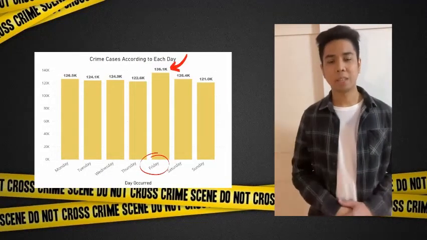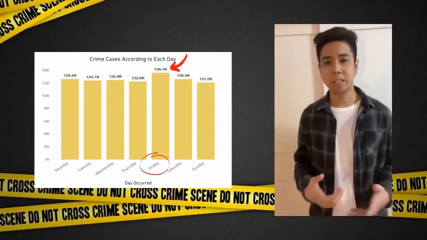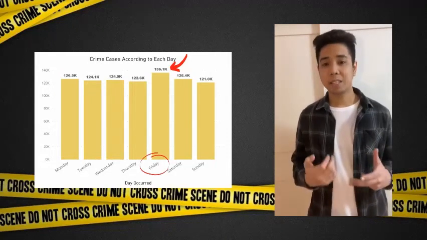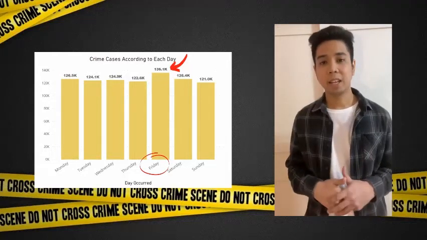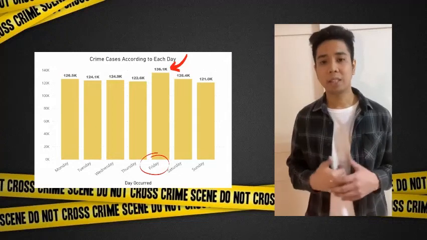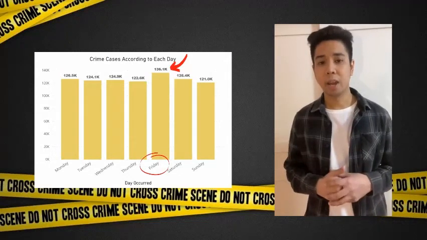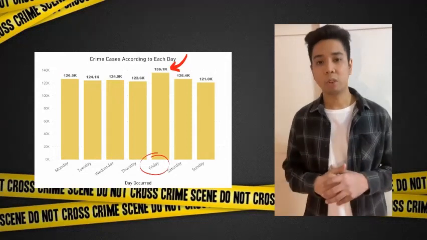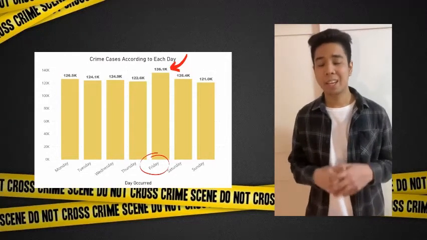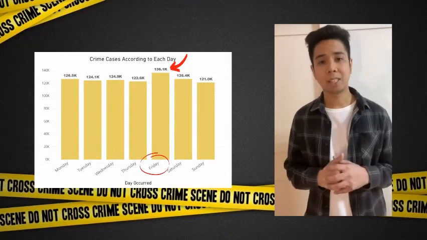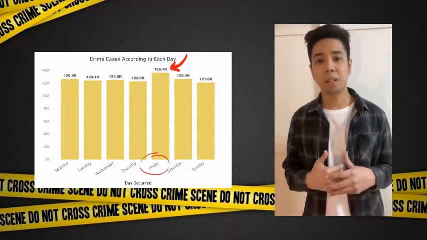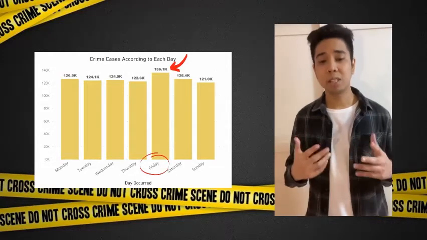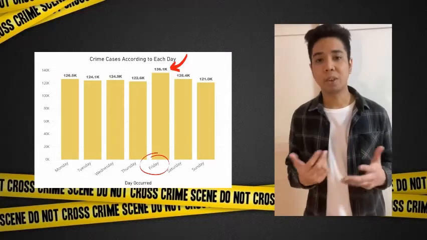Next, this chart describes the overall number of crime cases occurred throughout the years according to each day starting from Monday until Sunday. Friday recorded the highest number of crime cases at 136.1 thousand cases, whereas Sunday recorded the lowest number of crime cases as compared to other days, which are 121,000 crime cases. It can be further justified that the number of crime cases is the highest on Friday because the society is more productive on Friday, and therefore it increases the chances of crimes occurring to them.